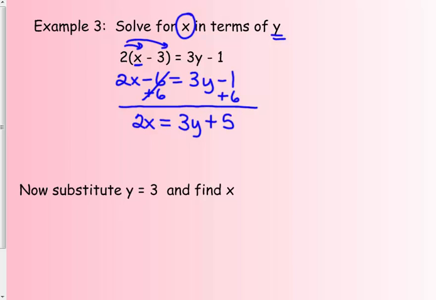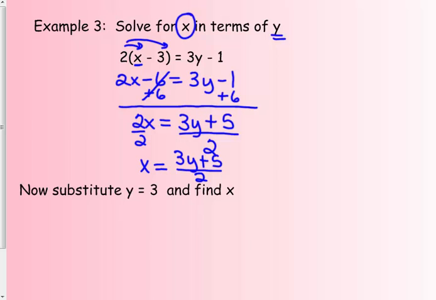Well, I don't want 2 x's, I want just x. Solve for x. So I'm going to divide by 2. I have to divide all of this by 2. So my answer is just that. I can't simplify this because I don't know what y is. 3y plus 5 all over 2. So that binomial over 2. That's as simplified as it gets until I know what y is.